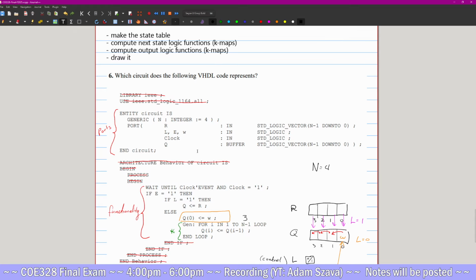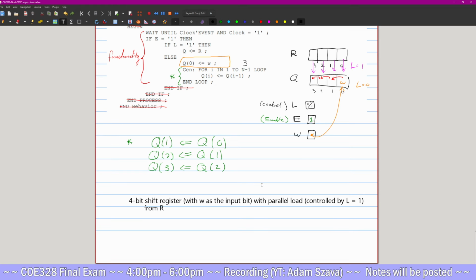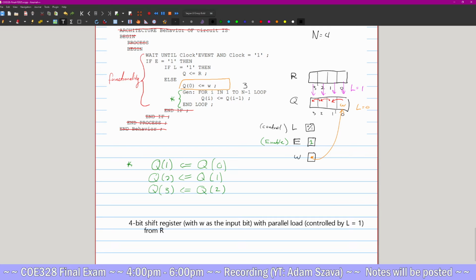It's called a buffer, right? So you call it an output. It doesn't really matter. It's just like a signal internal, some pins internal. They could be going to the outside of it if you wanted to. It doesn't really matter. So this, I think, would be my final answer. A 4-bit shift register with W as the input with parallel load controlled by L equals 1 from R.